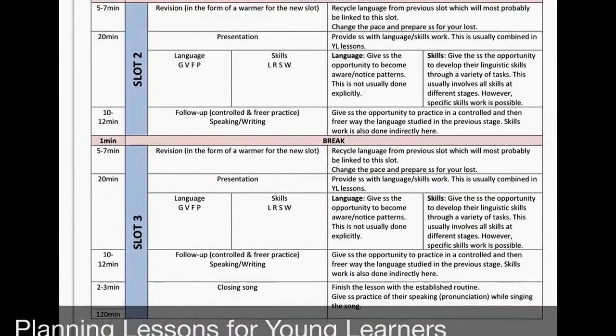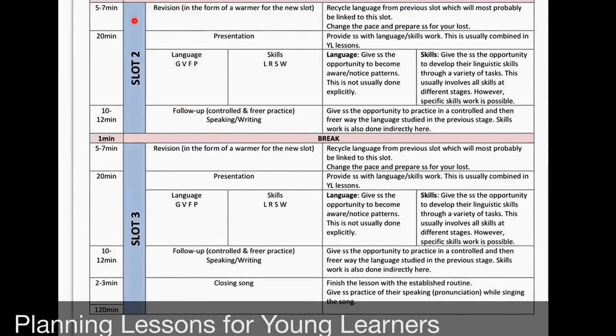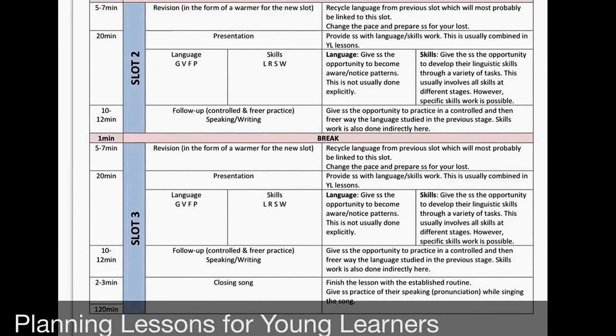Then we're on to the next teacher, the second slot, 40 minutes again. You don't need an opening song or a warmer, so you can start with a revision, in the form of a warmer or a warmer itself, for your middle slot. Then the presentation, we repeat the process as before, so I'm not going to go through it again. You would be focusing on either language or skills depending on what you've been given, and then finishing up your slot with a follow-up where they do some controlled and freer practice. Now, the lesson is 2 hours and 10 minutes, because here in the middle there's a 10-minute break, a toilet break, water break, and then they come back for the last session, which is this one.